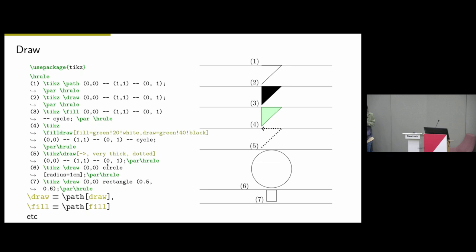Okay, thank you. So on the bottom of the slide, you can see what I wanted to tell you about path. When we use draw, it initially was path with a property draw, but it is a very popular command, so it has its own name, but it is a part of this abstract path instance. The same with fill and so on. So these commands are interchangeable. Okay, let's go further.